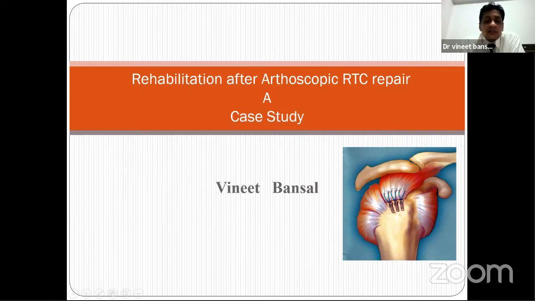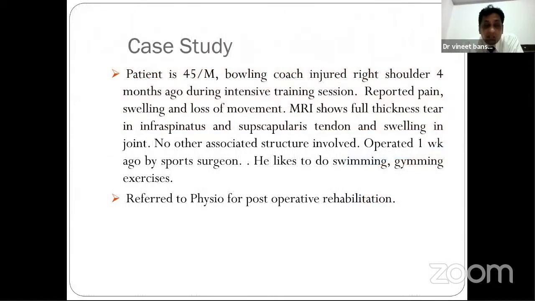Good evening, everybody. This patient is being referred after a surgery 1 week ago. So I have treated this patient for almost 5 months, and this patient has been presented to me. Dr. Vikas has shared that the patient is a 45 years male.